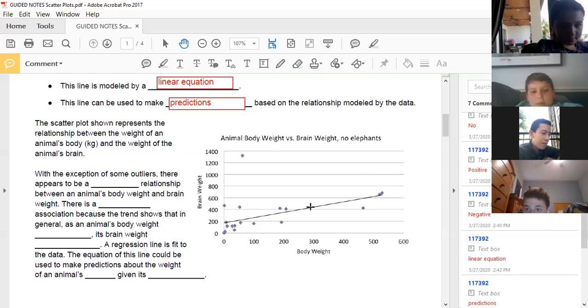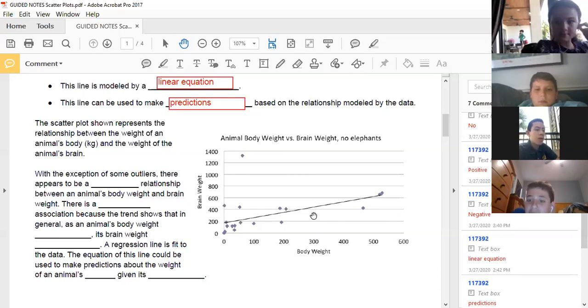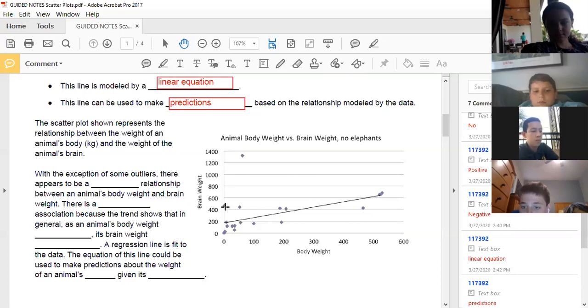It should be between 400 to 600. Why do you say between 400 and 520? Yeah, why do you say that? Well, at the end of the line, it's between 500 and 600, and it's more towards 500. Seeing that it's more towards 500, I would say like 510, 520.